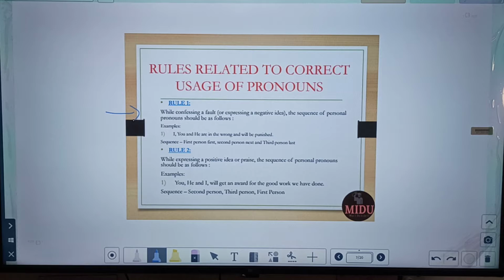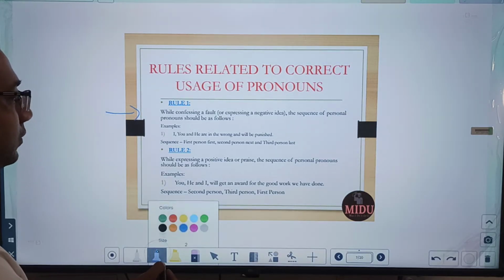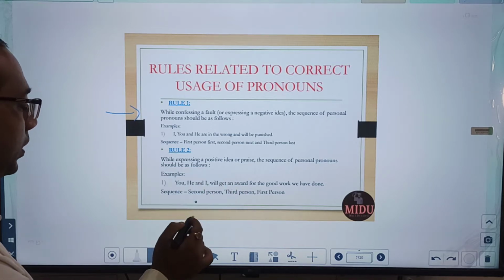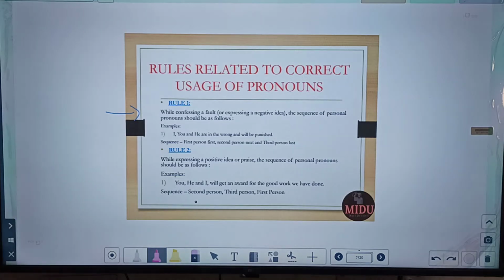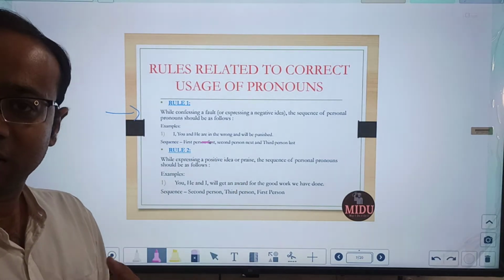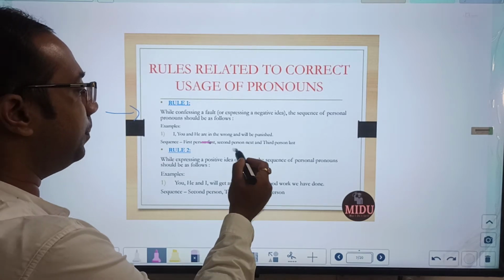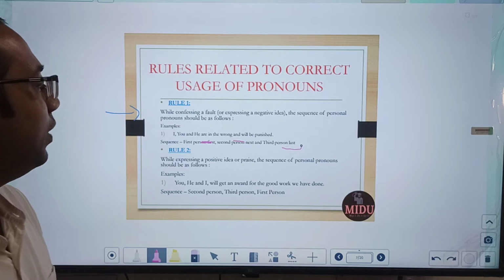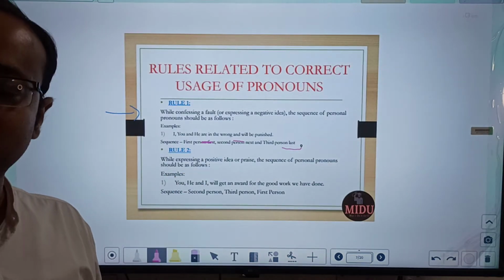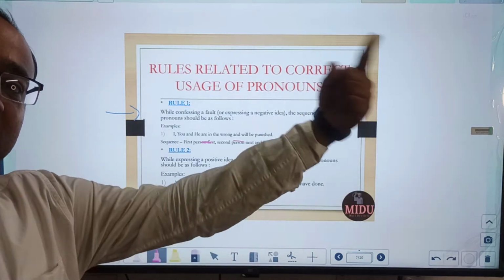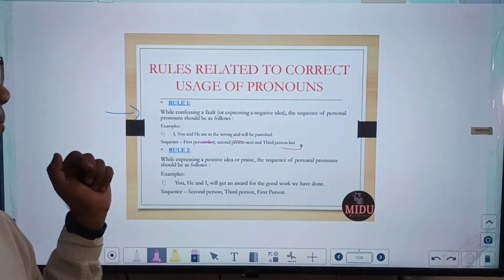While confessing a fault, the sequence of personal pronouns should be as follows. Example: I, you and he are in the wrong and will be punished. So when you are confessing something wrong, always use the first person first. My mistake. Second, the person who is there, and third, the person who is not in the frame at all. So when we say some kind of fault is there, always do it this way. First person, second person, then third person. I, you and he.